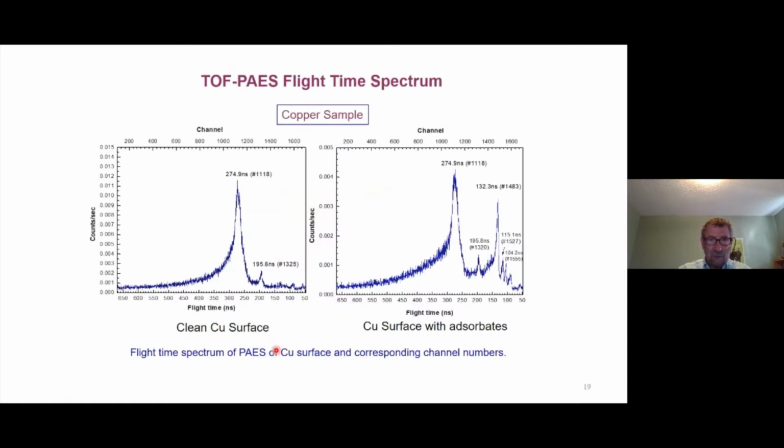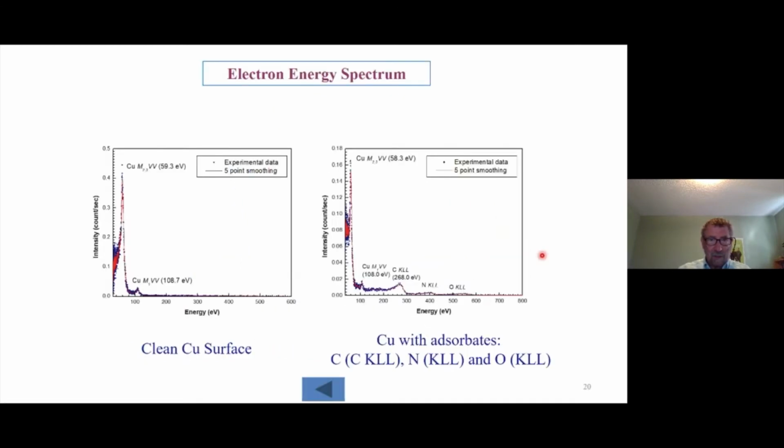And so this shows you the peaks that we get in the time of flight distribution. This happens to be a dirty copper sample, and you can see all the different peaks corresponding to different elements. And here it is converted to energy, and so we can interpret what these peaks are in terms of the energies associated with different elements.